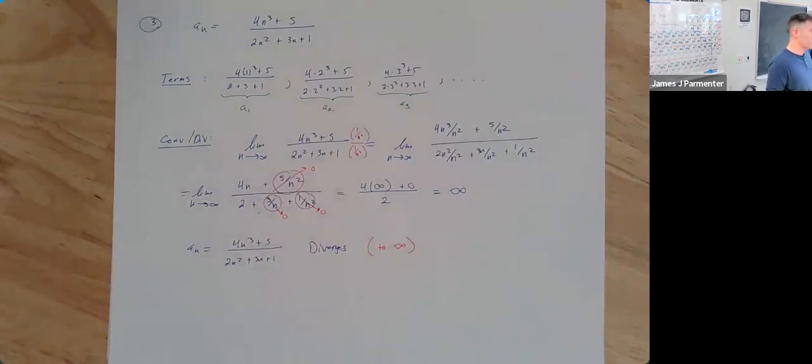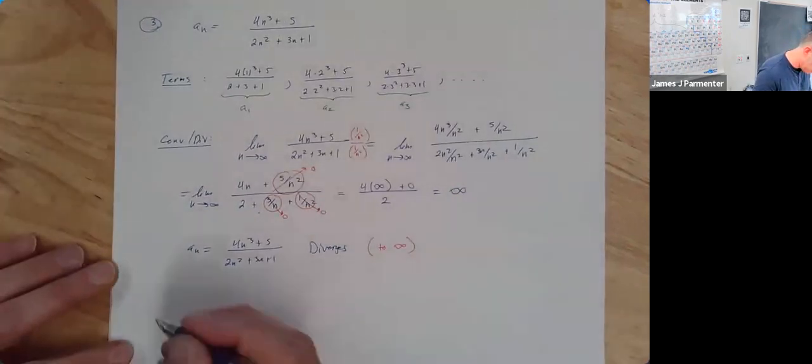Sometimes the sequence will diverge to infinity, sometimes the sequence will diverge to negative infinity, and sometimes it will just diverge, and you can't say in what direction it diverges at all. So what I said, and that's actually good clarification.